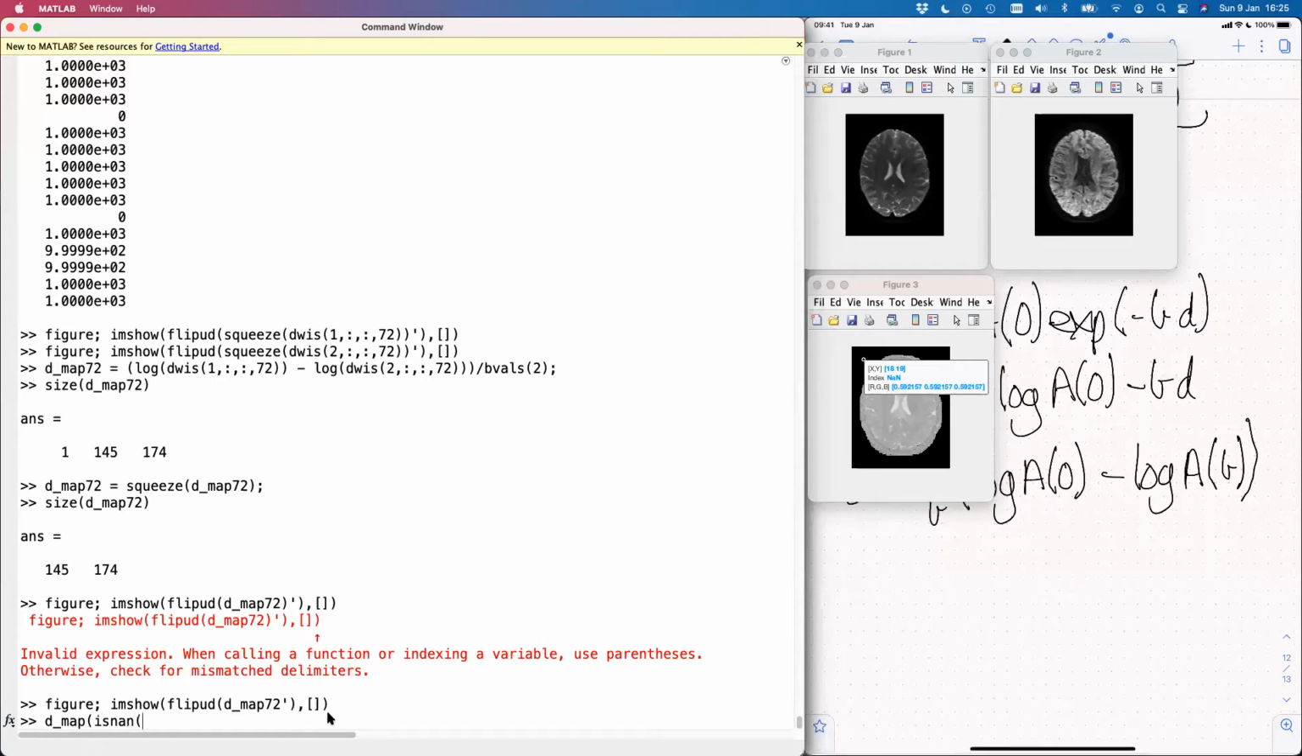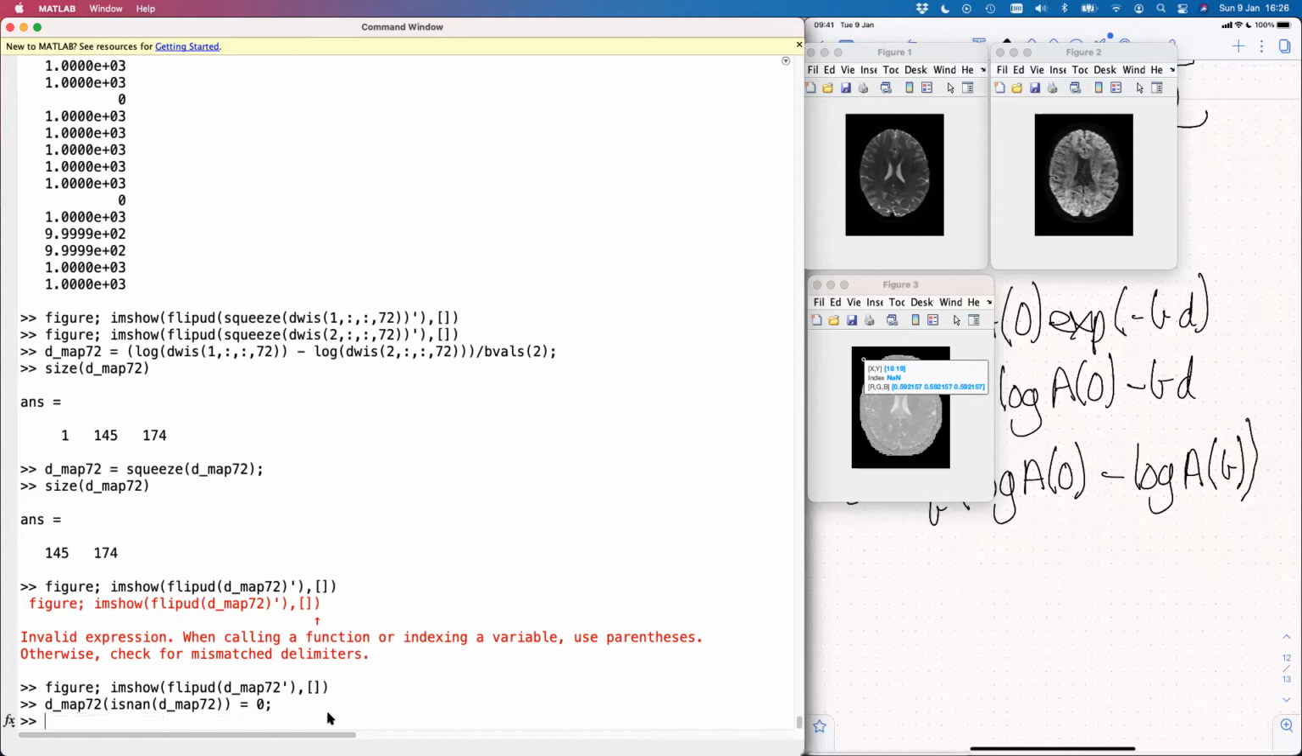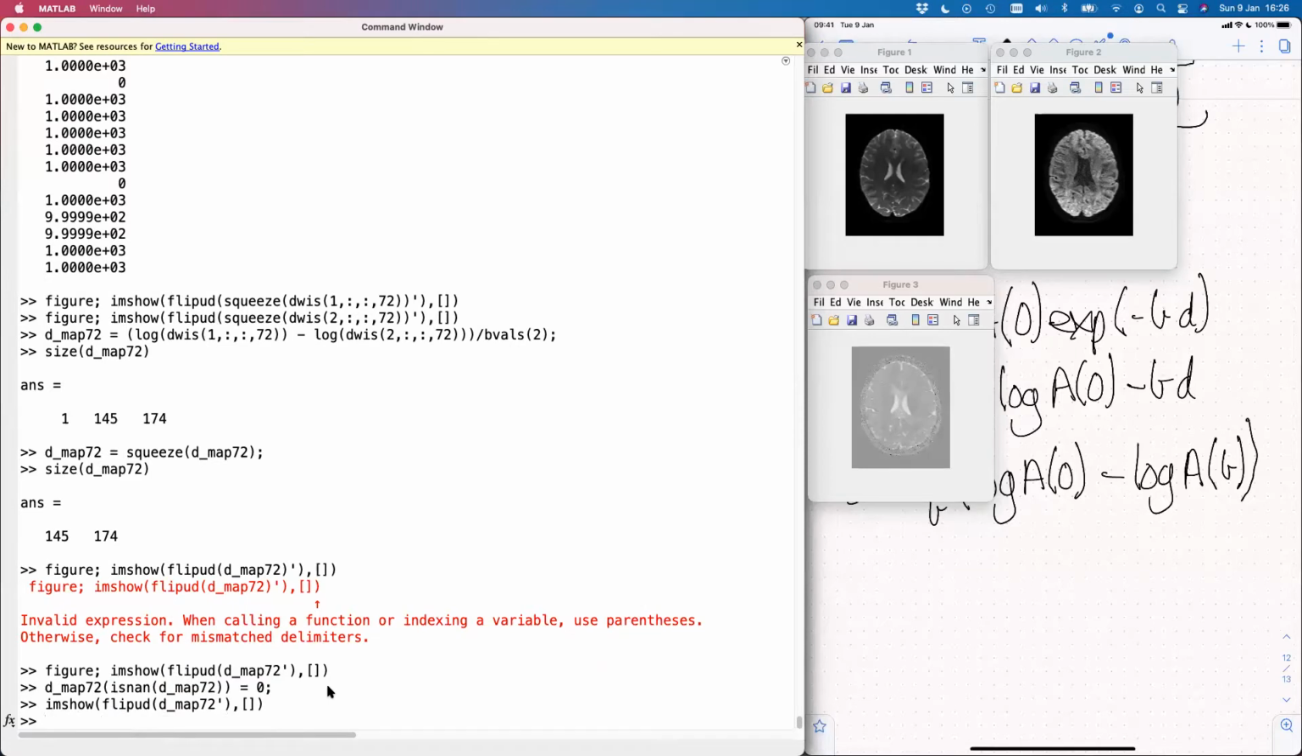So I'm going to search for all the NaNs within this. So we DMAP 72, didn't we? This NaN. So we'll find all of those pixels and set them to 0. So now let's replace that image with this one with those NaNs removed. Should look a little better. Still not going to be perfect.